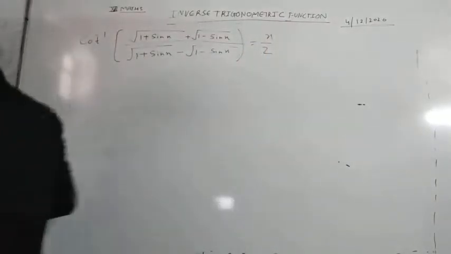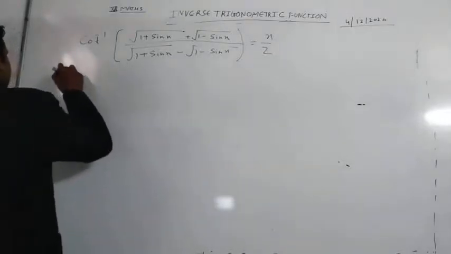We have to prove that cot inverse of (under root 1 plus sin x plus under root 1 minus sin x) divided by (under root 1 plus sin x minus under root 1 minus sin x) is equal to x by 2. So we have to prove that this is equal to x by 2. Now we will start from the left hand side.